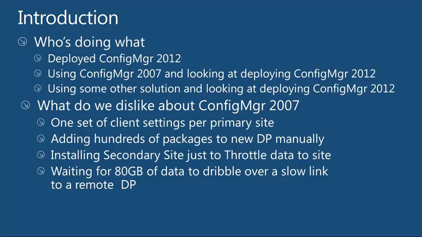Having to install a secondary site just to throttle information down to a remote site was another one of those things that I really didn't like. And also, you're doing a rollout, you're doing a migration, and you've got a DP on the remote site, and what do you want to do? You want to take your 80 gig of data or 100 gig of data and assign it to that DP, and it goes across the WAN link at a very slow pace and takes a very long time. There's no way of preloading it. Well, there were ways, but nothing supported.